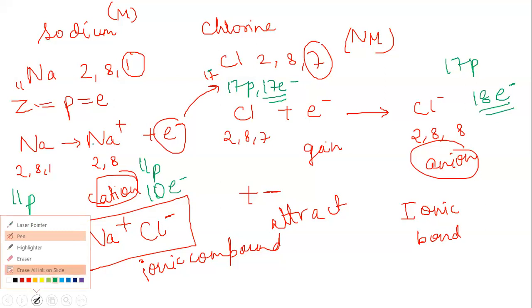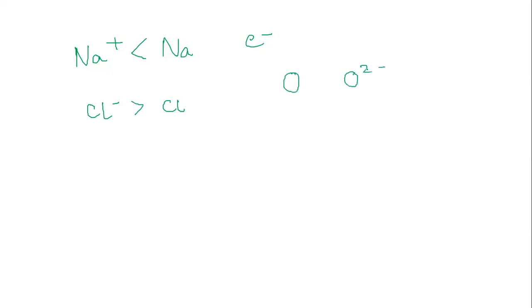Now, if I ask you, you have Na+ and you have Na, which has more electrons? Na. Yes, Na will have more electrons. If I talk about Cl- or Cl? Cl-. Okay. Oxygen or O2-? O2-. Yes, an anion will have more electrons, a cation will have fewer electrons. So ions are charged particles which are formed by the loss or gain of electrons.